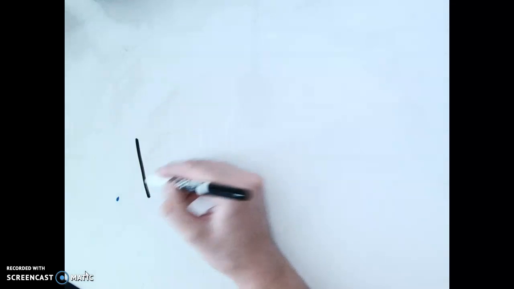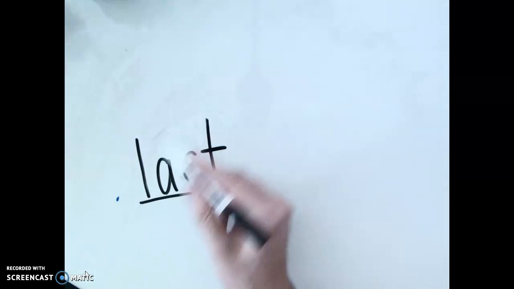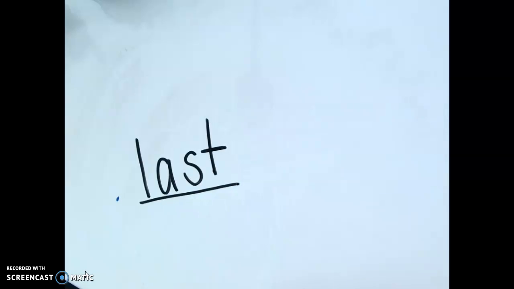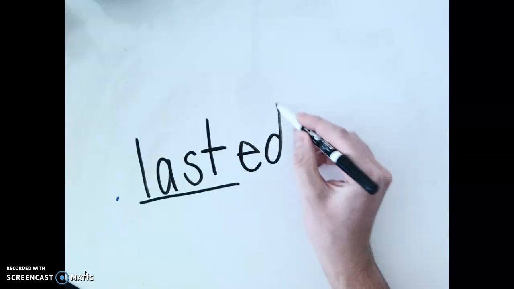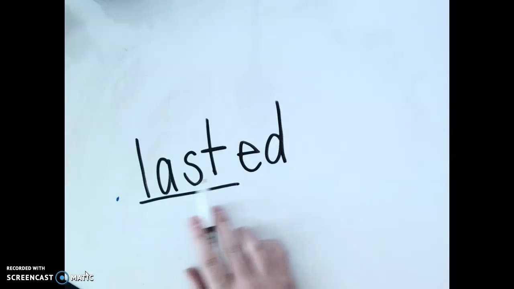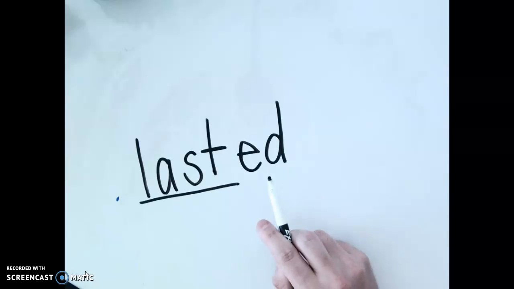Now we're going to practice some of our ED words. So for example, if I have the word last, last. This is my base word. If I want to make this word say lasted, I'm going to add an ED to it. Now I have the word lasted. What's the word? Lasted. Here we see the ED make the id sound.